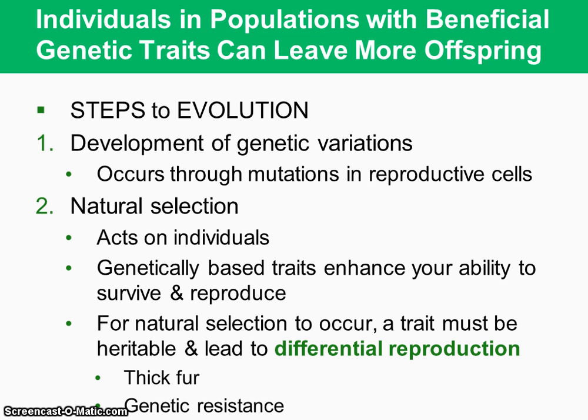Some examples, thick fur. That's a great one. The animals that have thicker fur were more likely to survive the Ice Age. Genetic resistance is one we talk about a lot in recent times because bacteria are becoming resistant to antibiotics. If you don't take the full course of antibiotics, then the ones that survive are the ones that are resistant. The next generation inherits that resistance and passes it on. And so the bacteria become more resistant over time to the antibiotics that we have failed to take the correct dosage of.